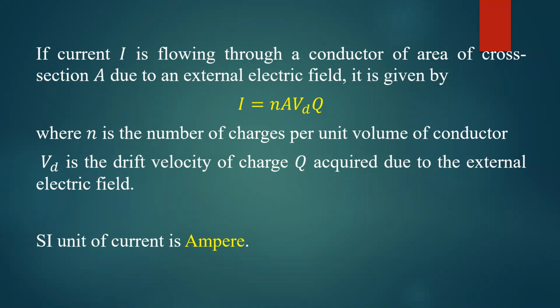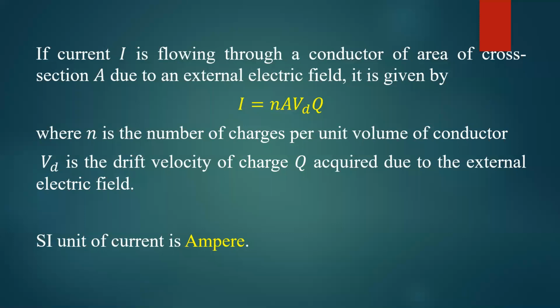SI unit of the current is ampere. Ampere is the SI unit of electric current. Usually in laboratory conditions, we will have the current in the form of milliamps. Very small current we will study in the laboratory. While doing the experiment in the laboratory, we'll pass the current through the components in milliamps.